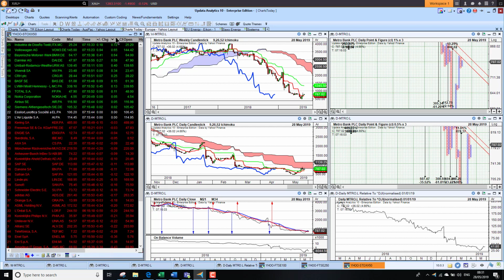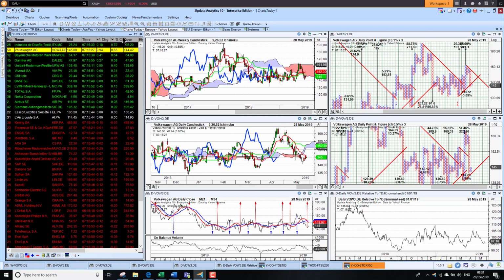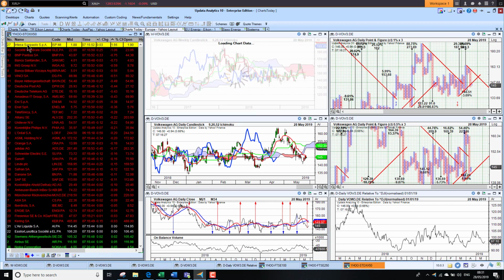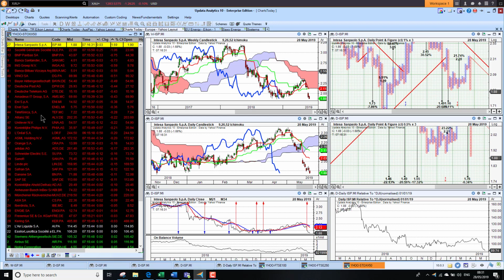Across to Europe, the main players in the Stoxx 50, we see Volkswagen, they're up 0.65% this morning. On the downside, we've got Intesa, they're down 1.6%. We're seeing quite a lot of banks' shares being hit in Europe this morning.